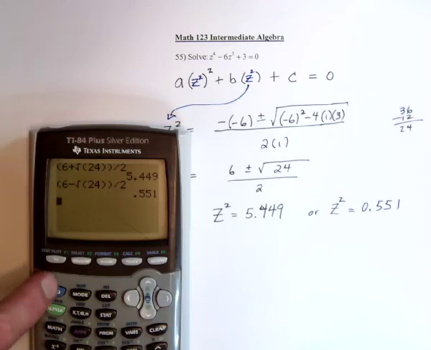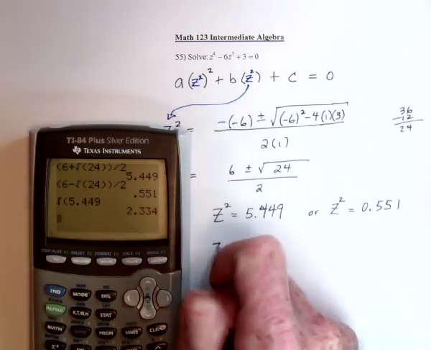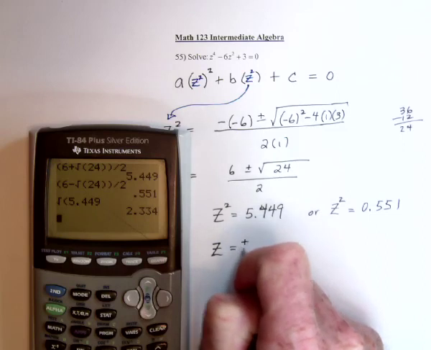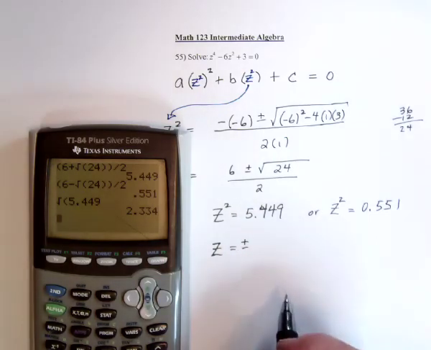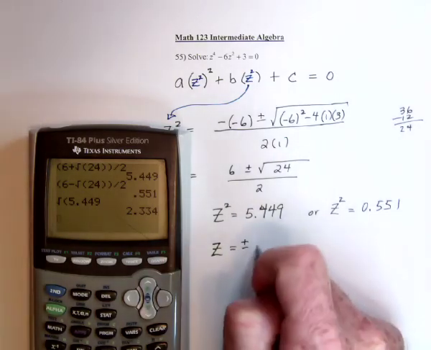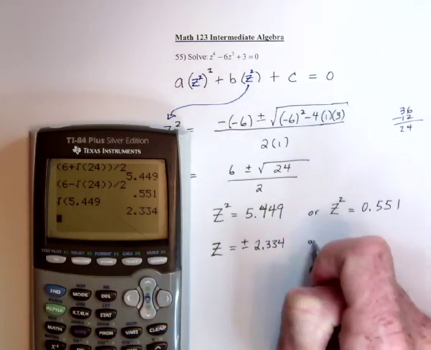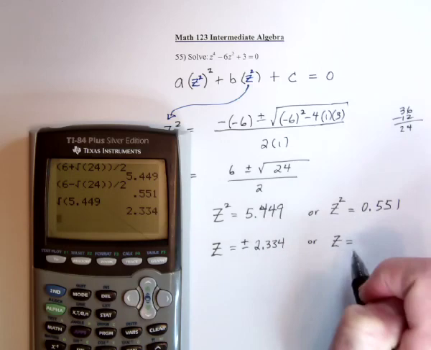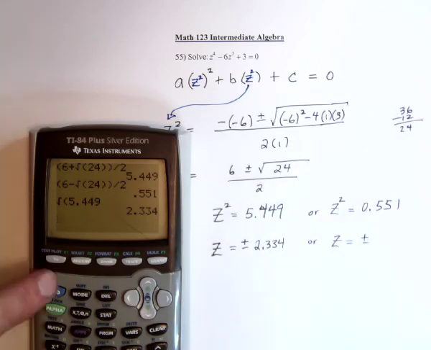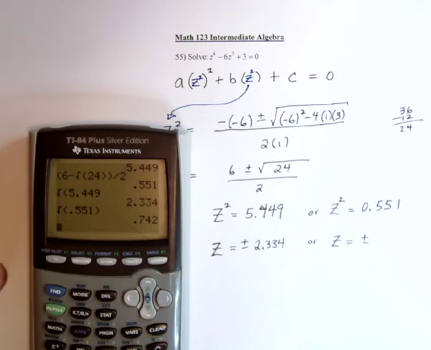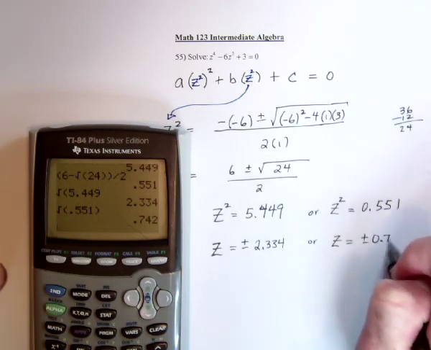So the square root of 5.449. This one is going to produce plus or minus, because when you take the square root of both sides, you need to put positive and negative, 2.334. Or over here, it could be plus or minus. And now take the square root of 0.551. 0.742.